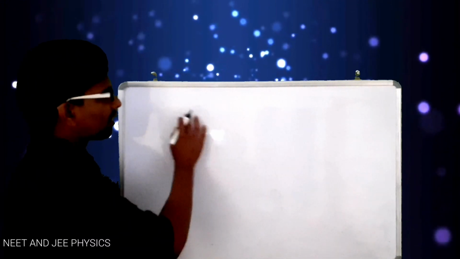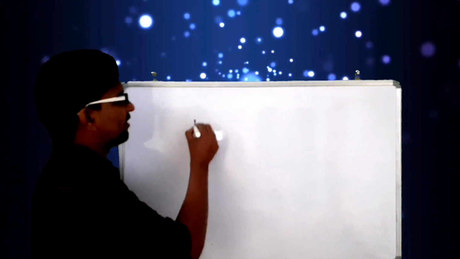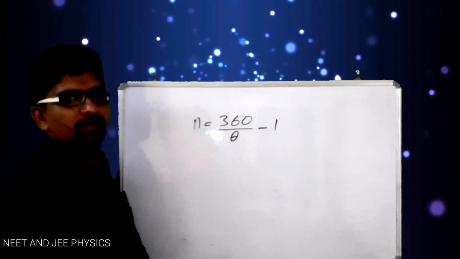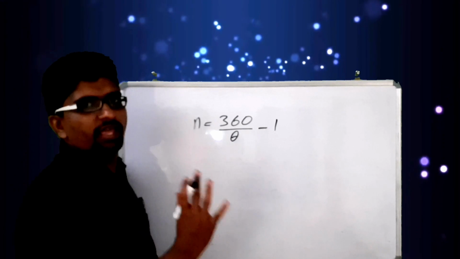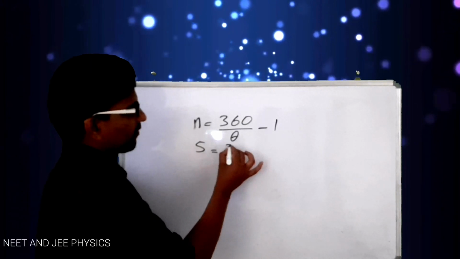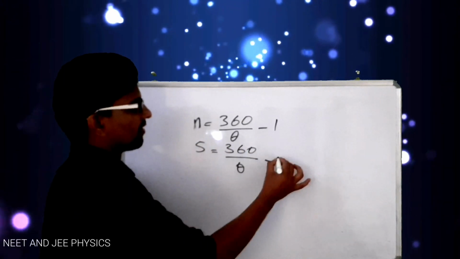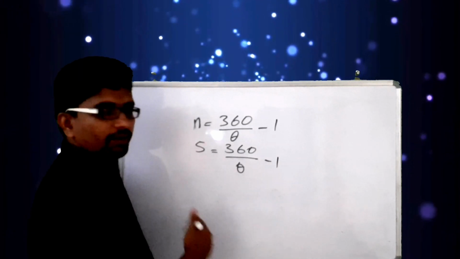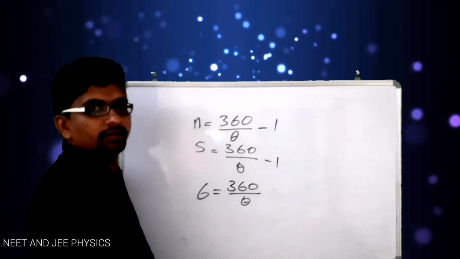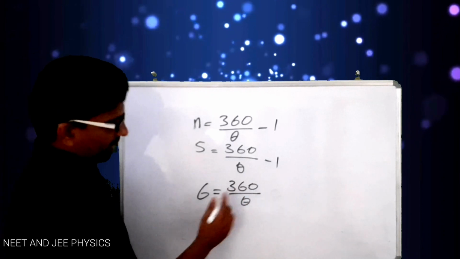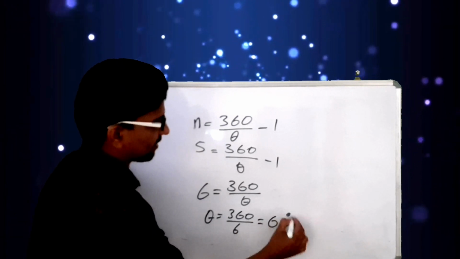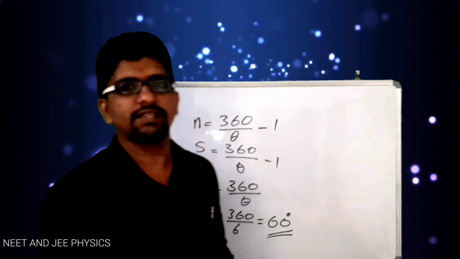So here, that question is very simple. We have this equation, n equals 360 divided by theta minus 1, to get the 5 images. So instead of this n, we can substitute 5. 5 equals 360 by theta minus 1. This 1 will come here. So 6 equals 360 by theta. Then theta equals 360 by 6. So the answer is 60 degree. Very easy. Okay. So the answer is 60 degree.